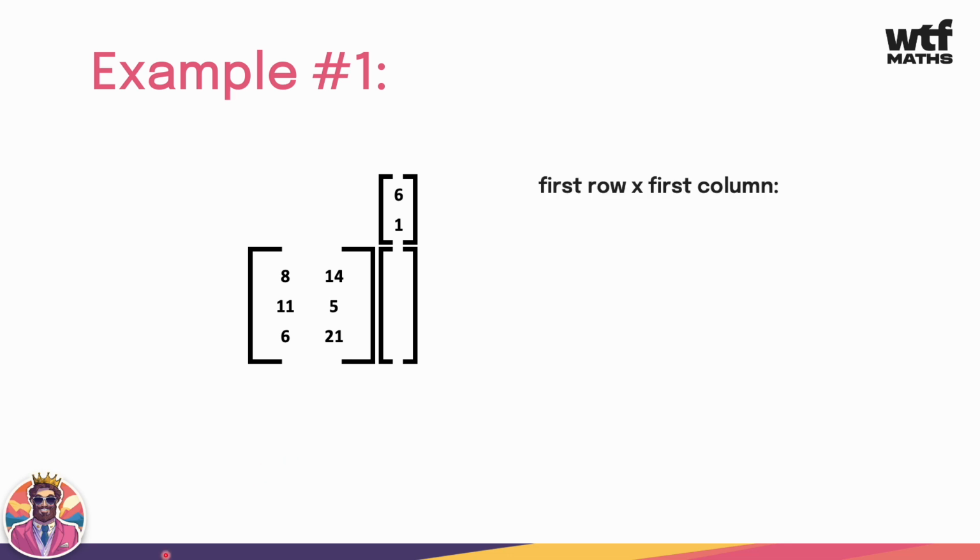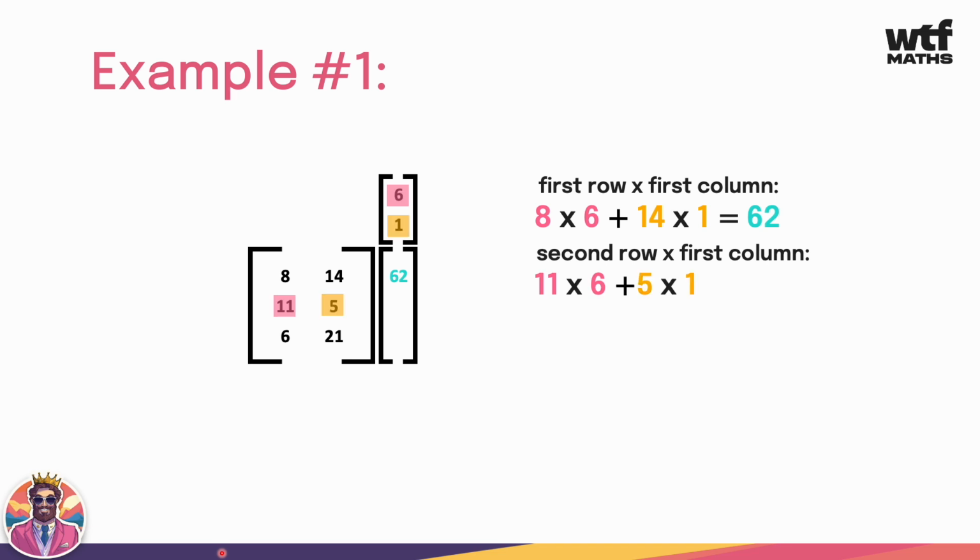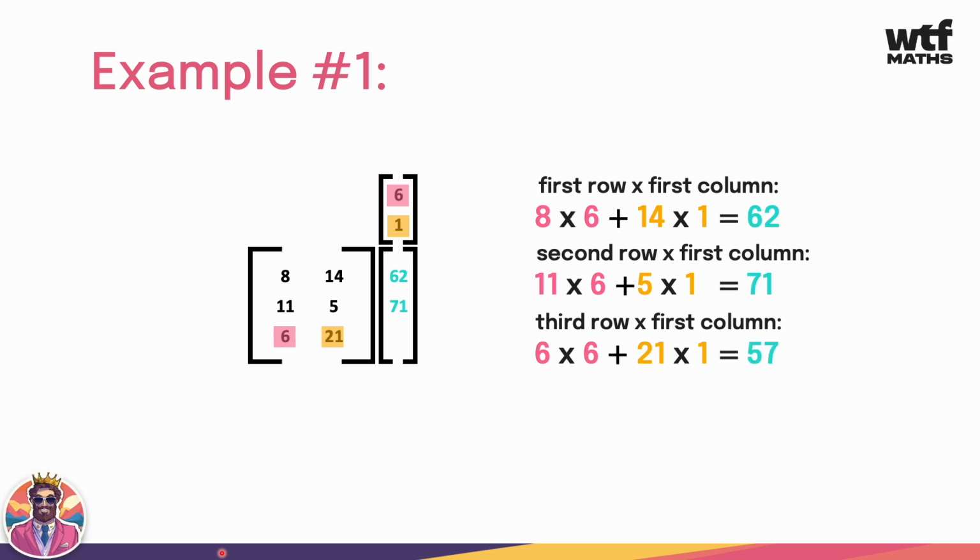So we're going to times the first row with the first column. So we're going to go 8 times 6 plus 14 times 1, and that gives us an answer of 62, which we write where these two line up. The next thing I'm going to do is multiply the second row with the first column. So second row with the first column is 11 times 6 plus 5 times 1, which gives us 71. And finally, the third row with the first column. So 6 times 6 plus 21 times 1 gives us a total of 57.